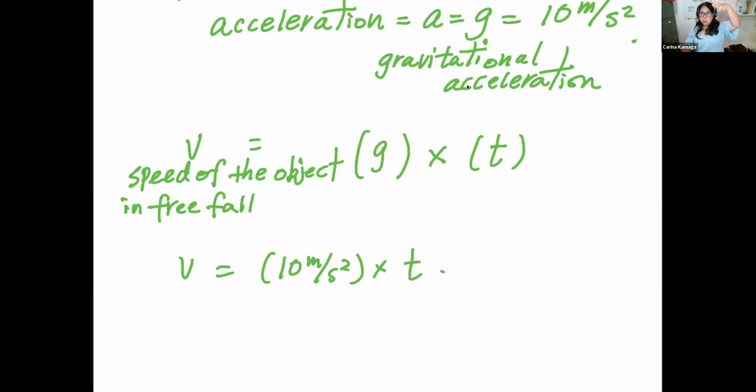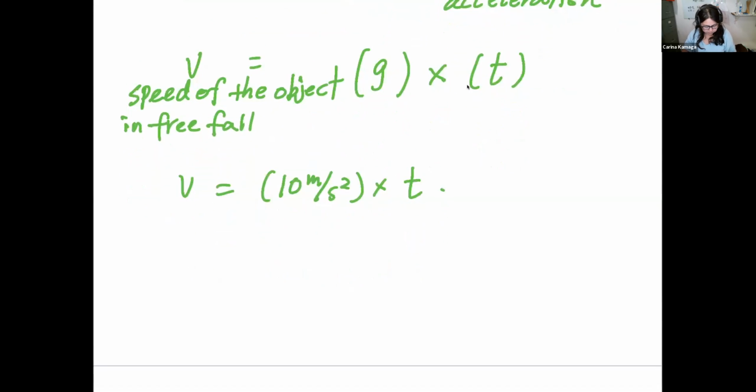So as the object falls, it increases in speed 10 meters per second each second. So if I let go of the pen, initially the speed is 0. Then I let go of the pen, each second it increases in speed by 10 meters per second. It goes faster and faster as it keeps falling.